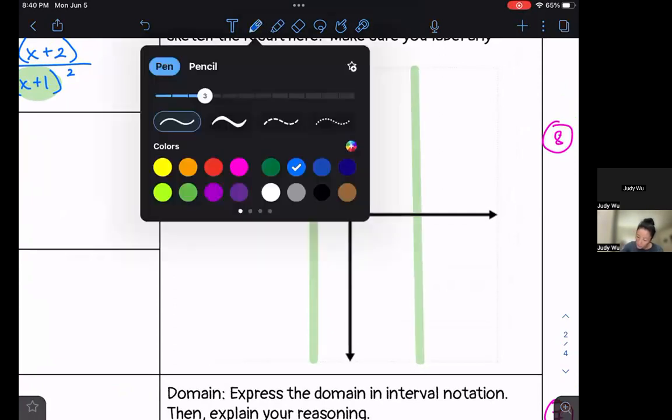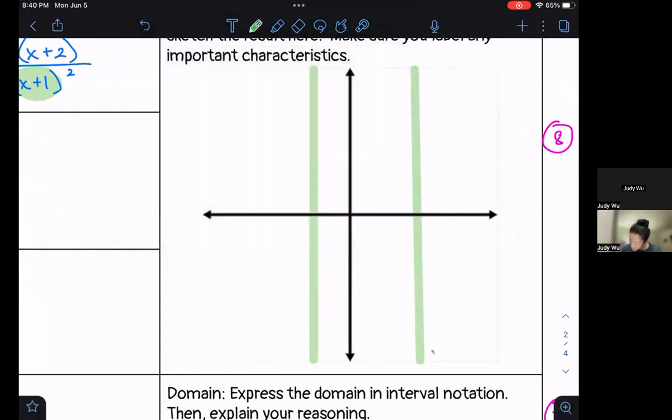Okay, and while we're here, let's go ahead and write the equations: x equals 2 and x equals -1. All right, so we've got our vertical asymptotes, and I bet when we go to Desmos, we'll be able to see those pretty clearly. Okay.